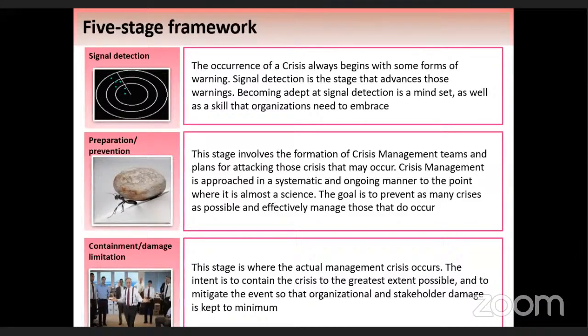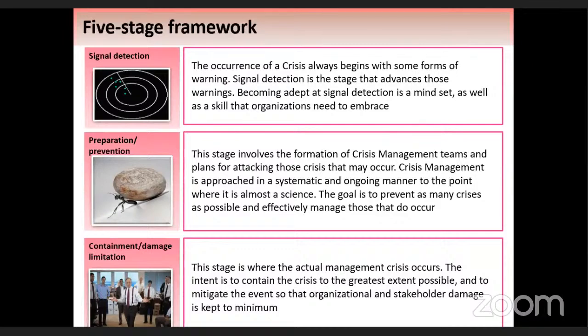Then we have the preparation and prevention stage. This stage involves the formation of a crisis management team and a plan for attacking those crises that may occur. Crisis management is approached in a systematic and ongoing manner, to effectively manage those that do occur.